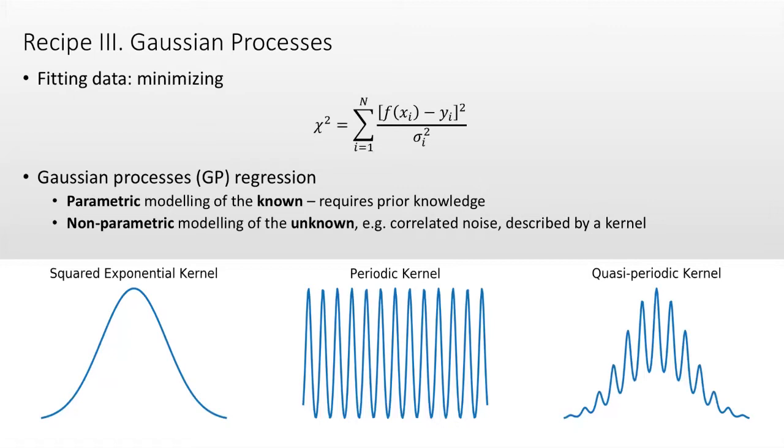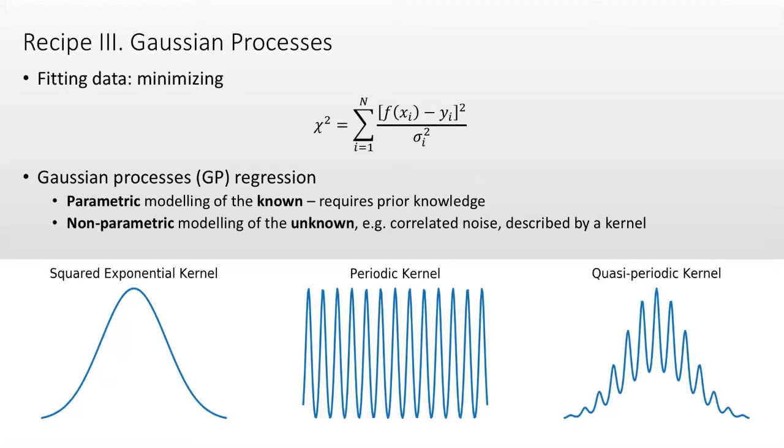So Gaussian processes look at this problem in another way. We have the parametric modeling of the known. We know the planet's orbital period, we know that the planet is in a Keplerian orbit. That's our prior knowledge. And we will also model the unknown with non-parametric modeling, for example, the correlated noise described by a kernel. When it comes to a star, it rotates and the spots come and go. So this is noise that is correlated because it occurs at the rotation period of the star.